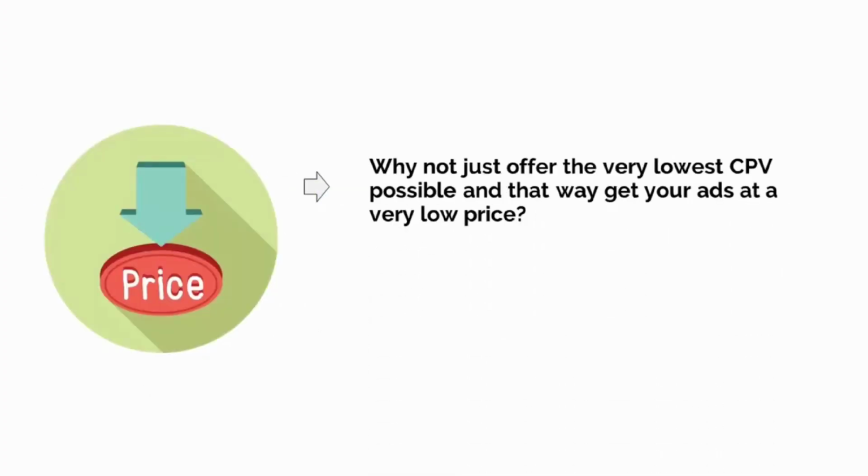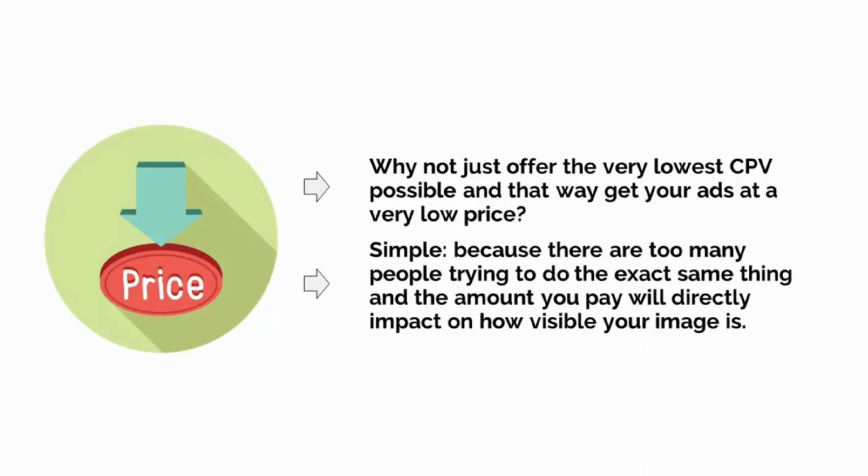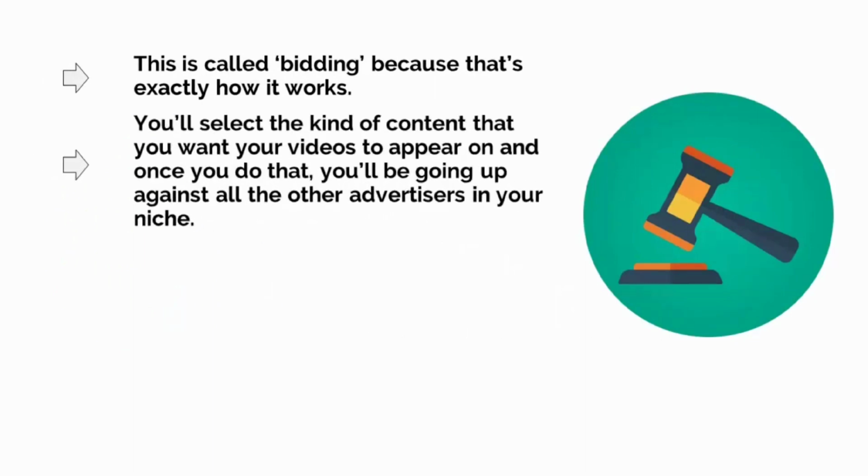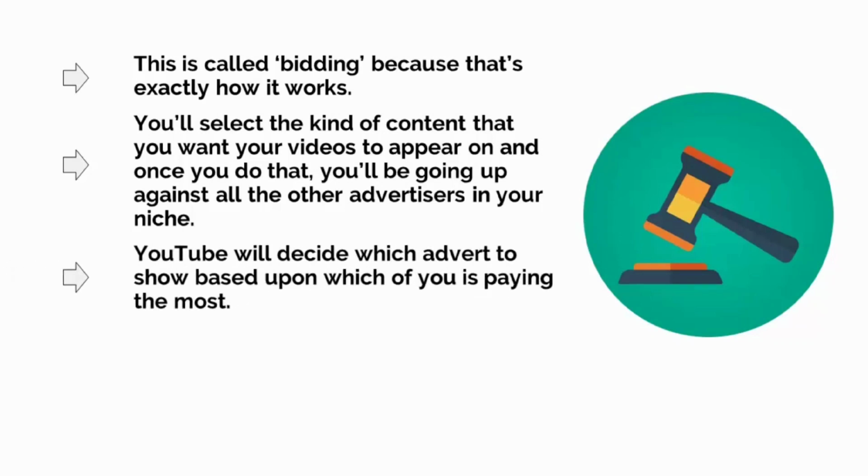So why not just offer the very lowest CPV possible and that way get your ads at a very low price? Well, simple, because there are too many people trying to do the exact same thing, and the amount you pay will directly impact how visible your ad is. This is called bidding because that's exactly how it works. You'll select the kind of content that you want your videos to appear on, and once you do that, you'll be going up against all the other advertisers in your niche. YouTube will decide which advert to show based upon which of you is paying the most.